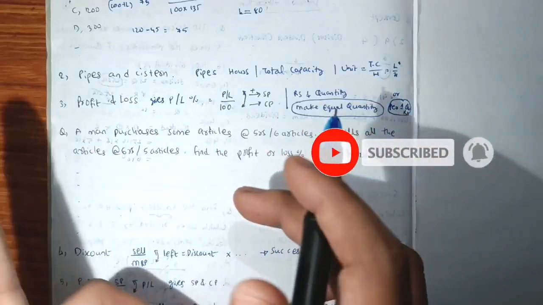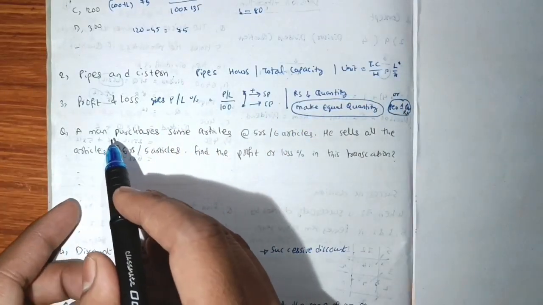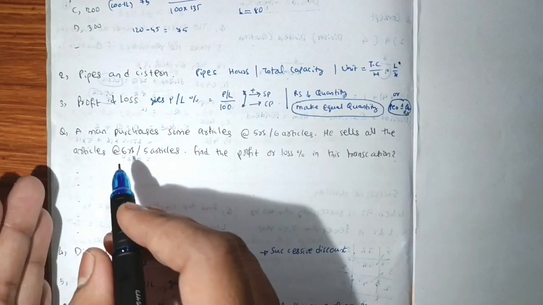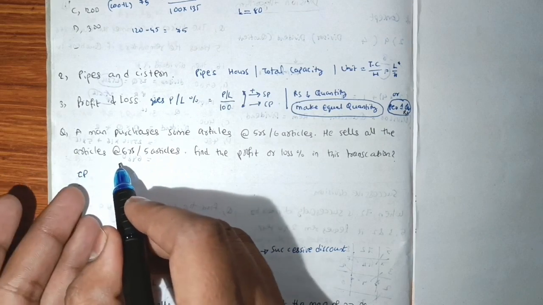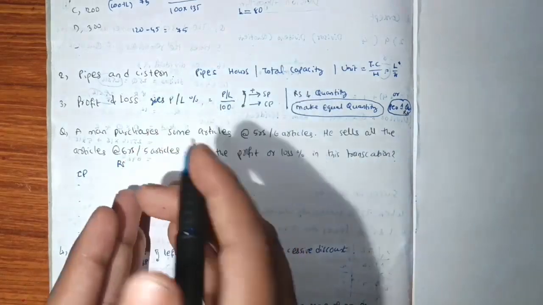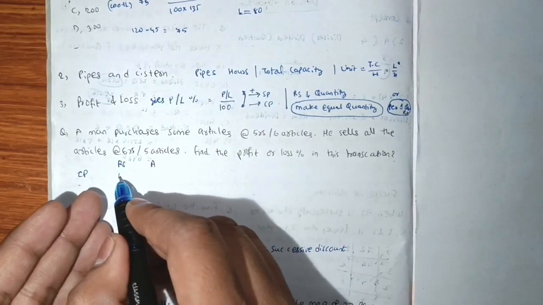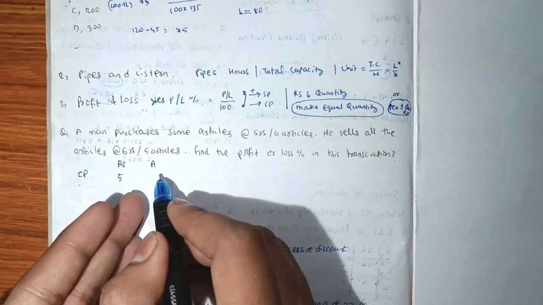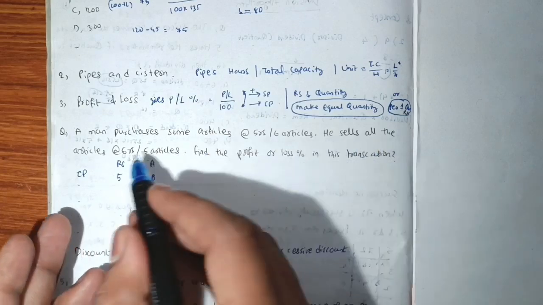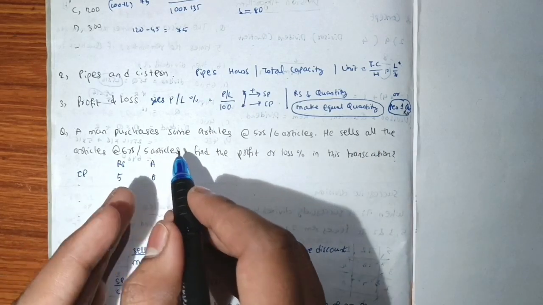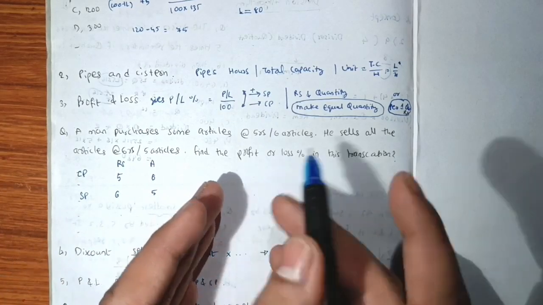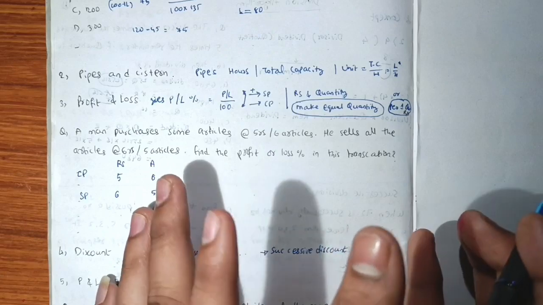Let us see one question regarding this: a man purchased some articles at the rate of 5 rupees per 6 articles. So for the cost price, let us take rupees in the rows and articles in the columns. For 5 rupees he purchased 6 articles. Now he sells all the articles at the rate of 6 rupees per 5 articles. So the selling price will be 6 rupees for 5 articles. Find the profit or loss percentage in this transaction.